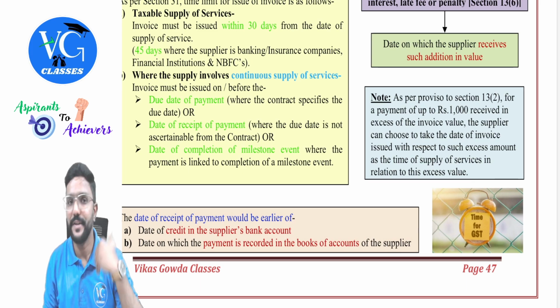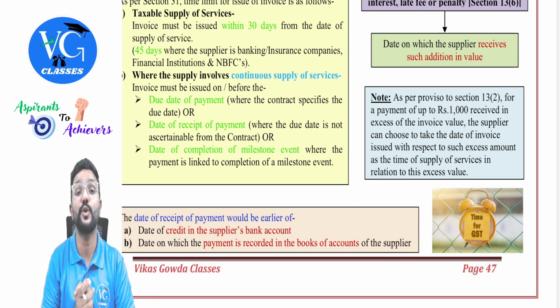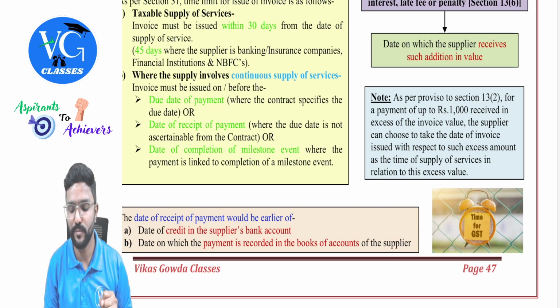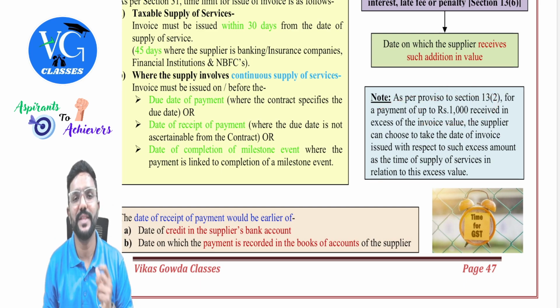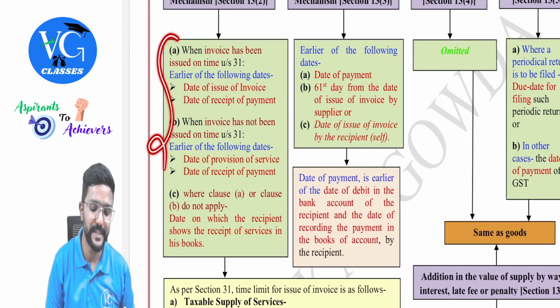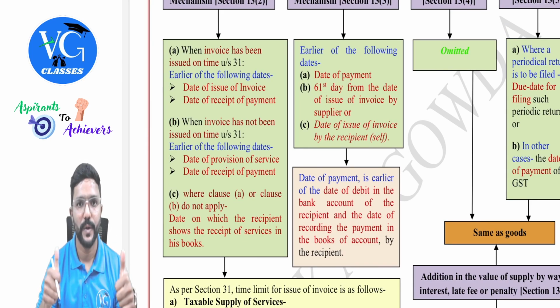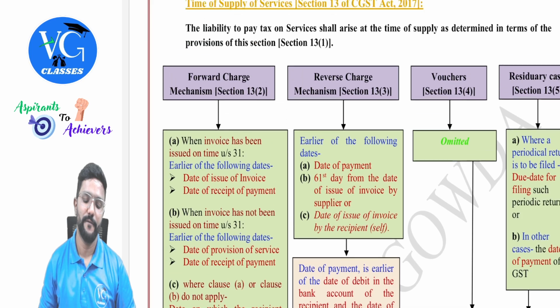For example, I have issued the invoice for you for 10,000, but while receiving the payment, assume I received 12,000, 2,000 more, which is more than 1,000 rupees. So in that case, for the 2,000, what is the time of supply? We need to decide based on this. We need to apply subsection 2, guys. Got it? Yes, sir. Fine.